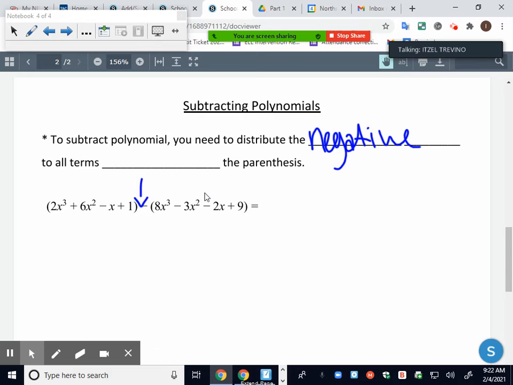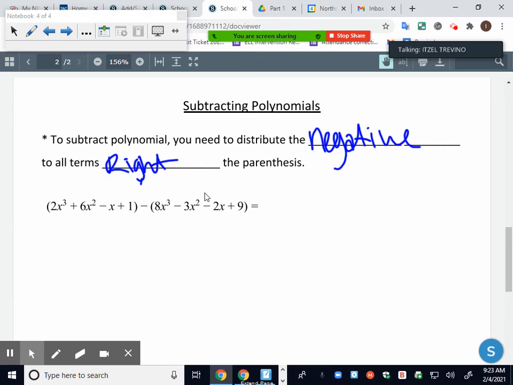And we're going to distribute it to all the terms after the sign. So we distribute the negative to all the terms to the right of the sign. To all the terms to the right, in the right parentheses, the second parenthesis. Okay? So we need to make sure we distribute that negative the whole way through the subtraction.